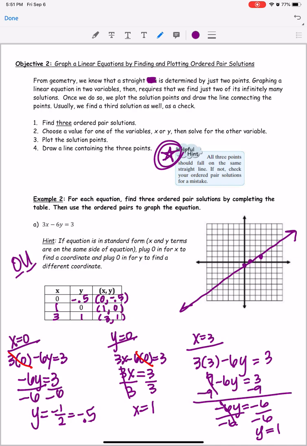Okay. So not the only number we could have picked. Looks like there's another point here. There's another point here. There's another point here. We could have picked a lot of other things. We've got a bunch of different options on this graph.